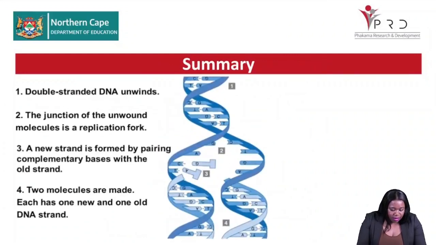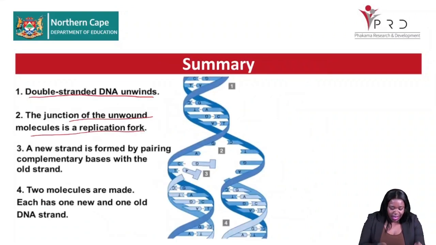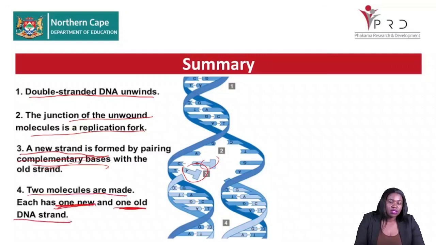Okay, so remember we looked at DNA replication, whereby the double strand will unwind and form a ladder-like structure, and then the free nucleotides would come in and bond with the old strands of DNA in order to form a new strand by pairing with the complementary bases. At the end we'll have two DNA molecules formed, which are identical to each other. Each DNA will have one new strand and one old strand.